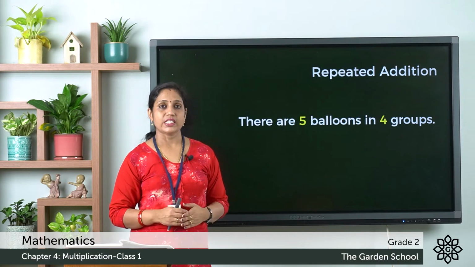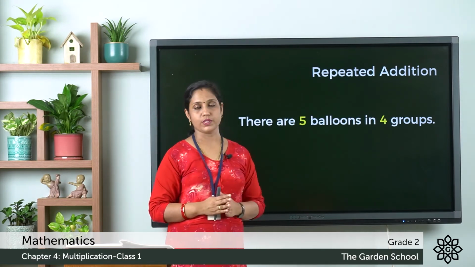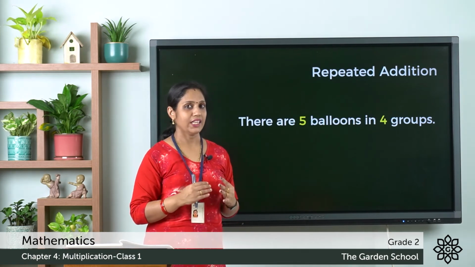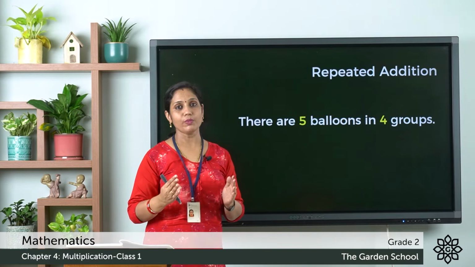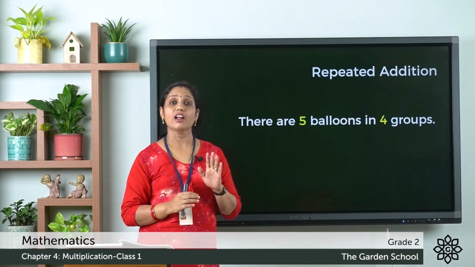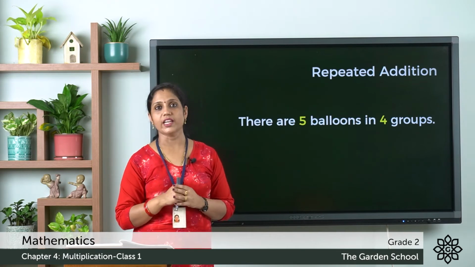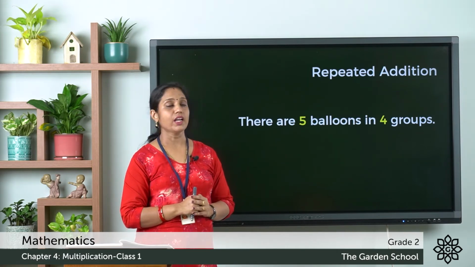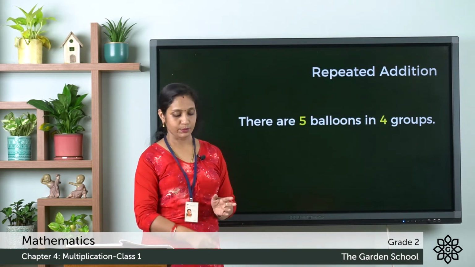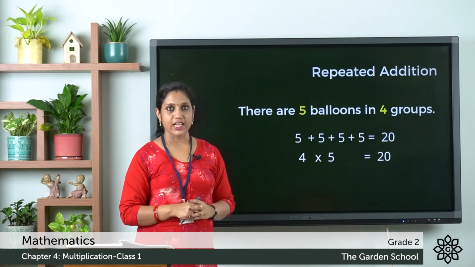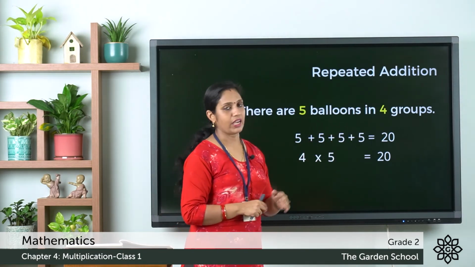Let's look at the next question. There are 5 balloons in 4 groups. So how many groups are there? There are 4 groups. And in each group, how many balloons are there? There are 5 balloons. So how can we write this first in the repeated addition form? There are 4 groups and in each group there are 5 balloons. So we can write it as 5 plus 5 plus 5 plus 5.